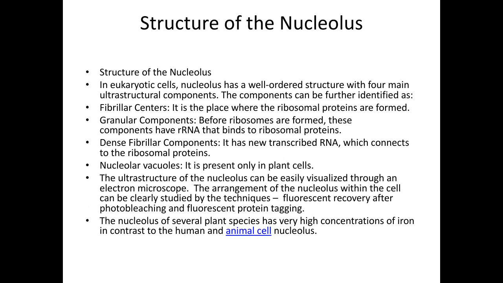The ultrastructure of the nucleolus can be easily visualized through an electron microscope. The arrangement of the nucleolus within the cell can be clearly studied by the technique of fluorescence recovery after photobleaching and fluorescent protein tagging. The nucleolus of several plant species has a very high concentration of iron in contrast to humans and animals.